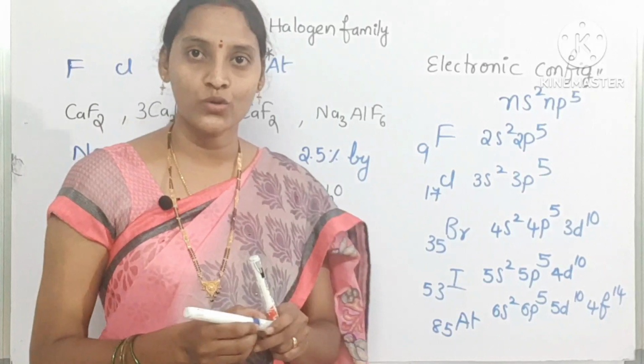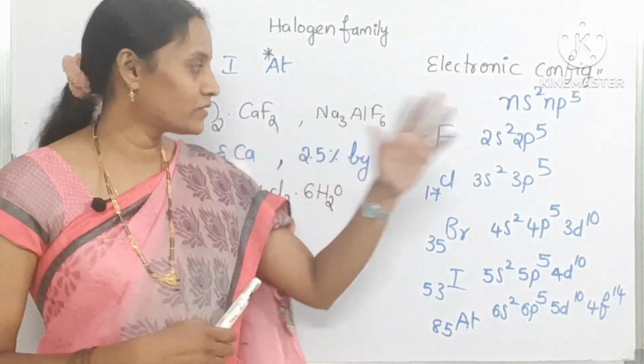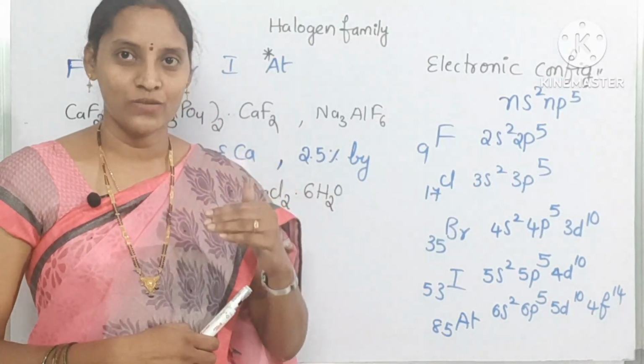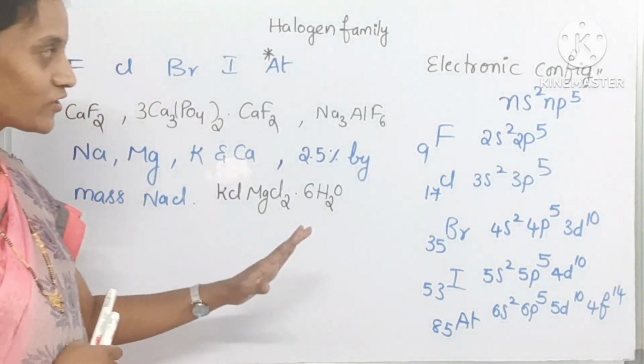For the full electronic configuration, you need to add the nearest noble gas before this one. For fluorine, helium; next chlorine, argon; next krypton, xenon, radon, like that. Okay, this is about outer shell electronic configuration.